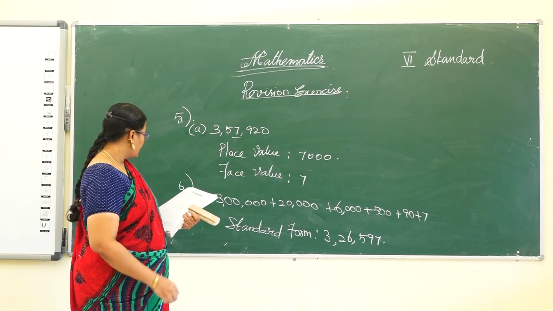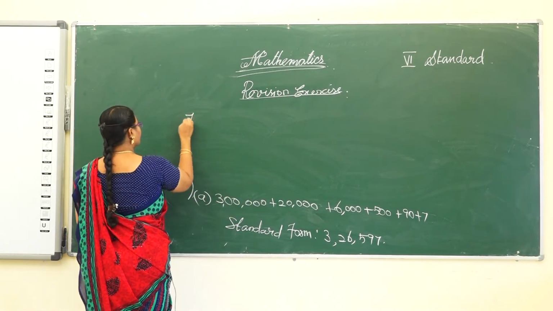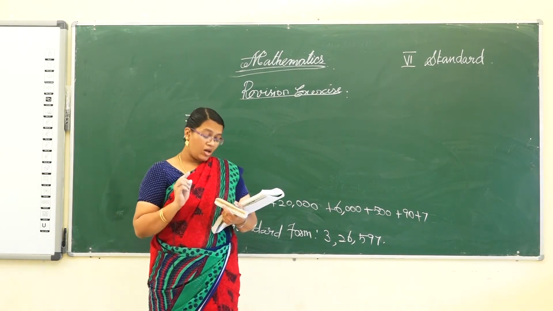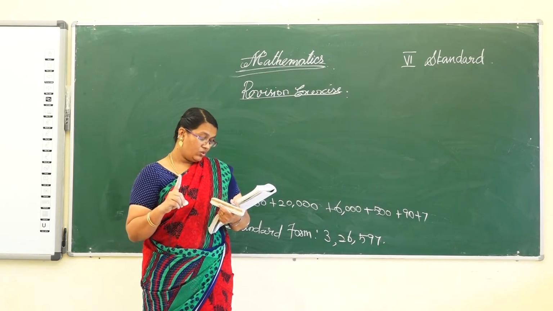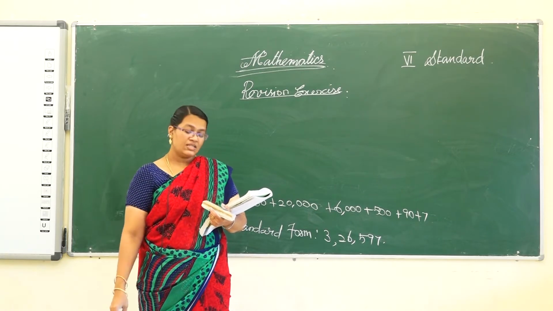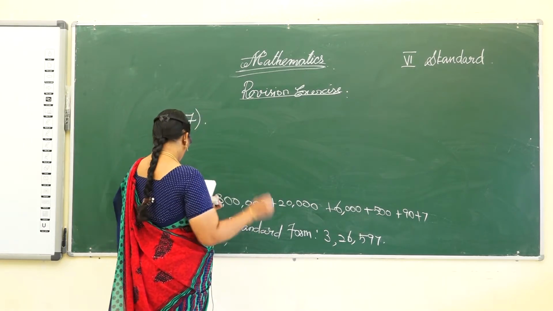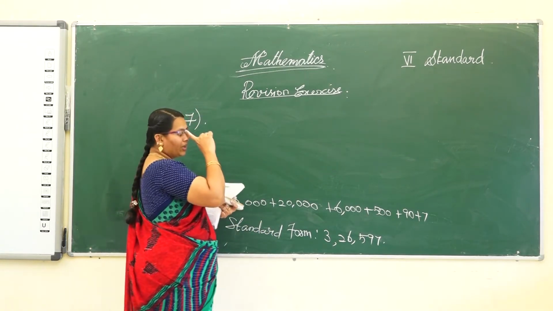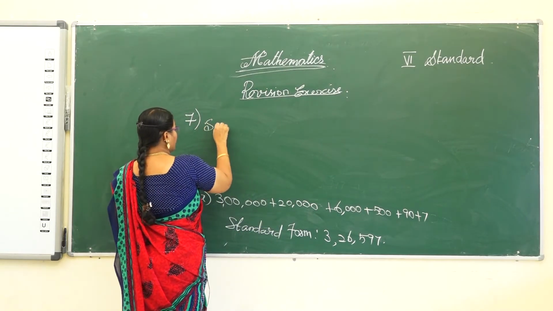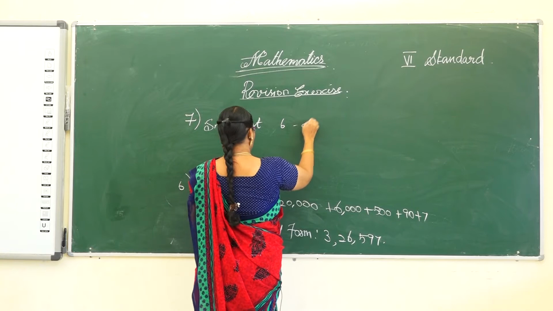B is homework. And seventh one of the problem. In each case, use all the digits only once to form the smallest 6 digit number. So how can you write the smallest 6 digit number?